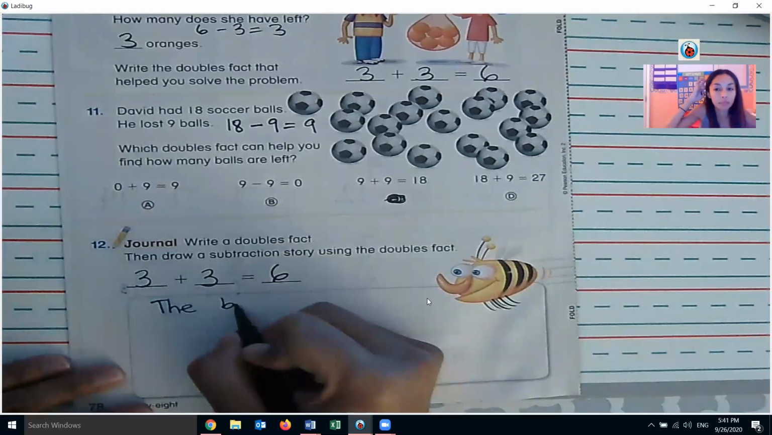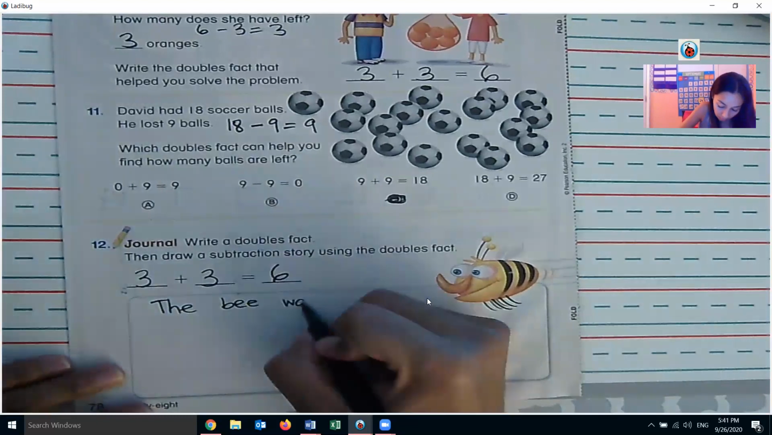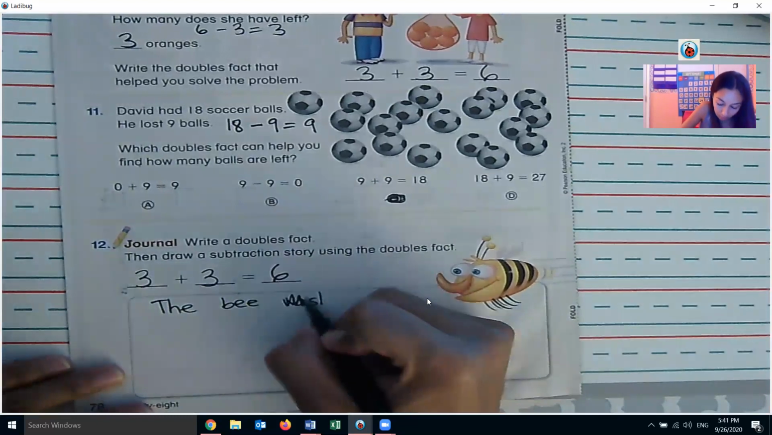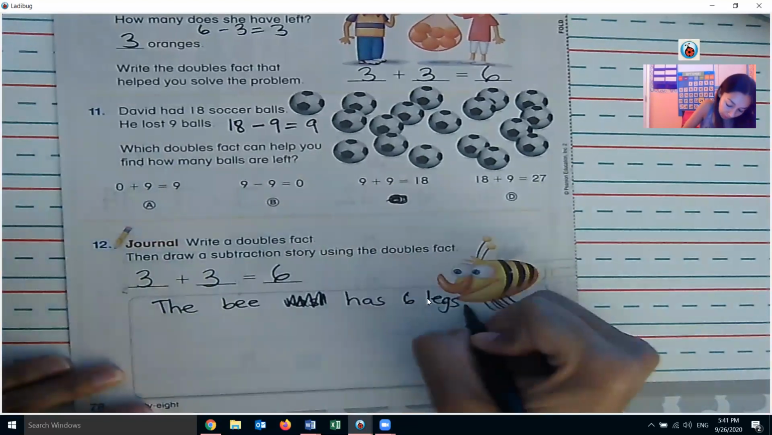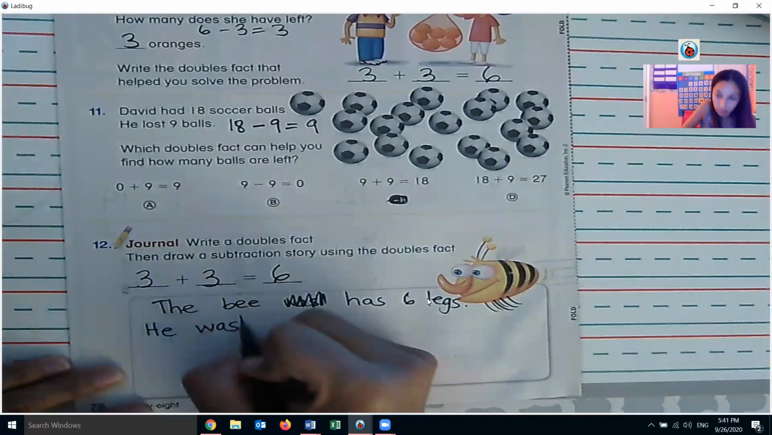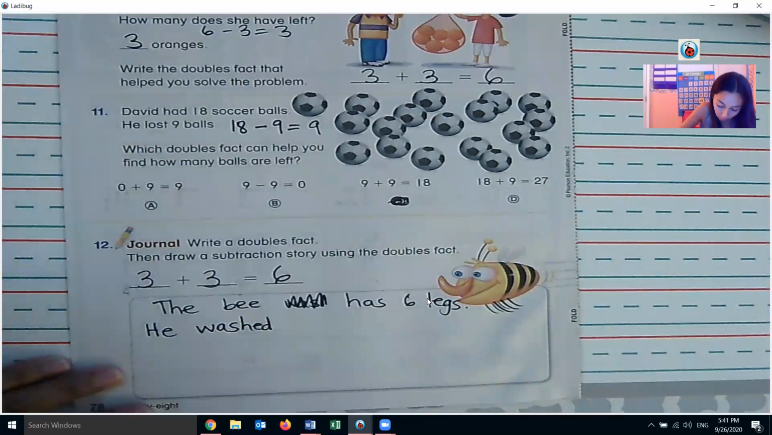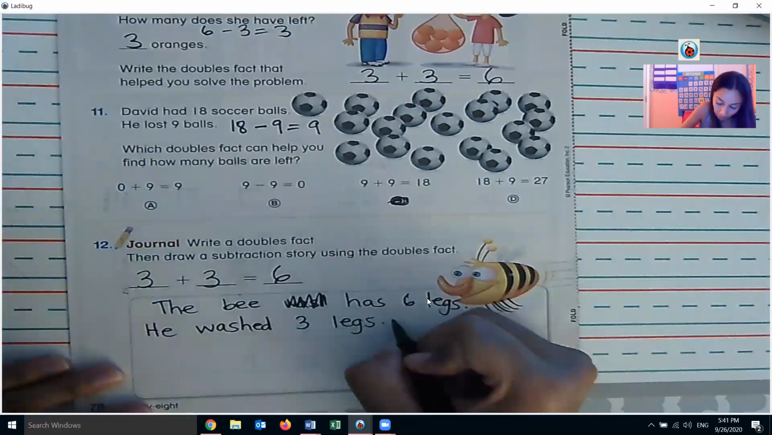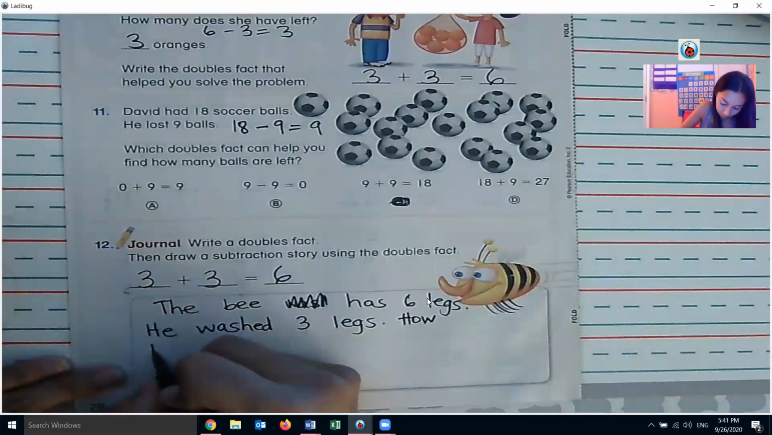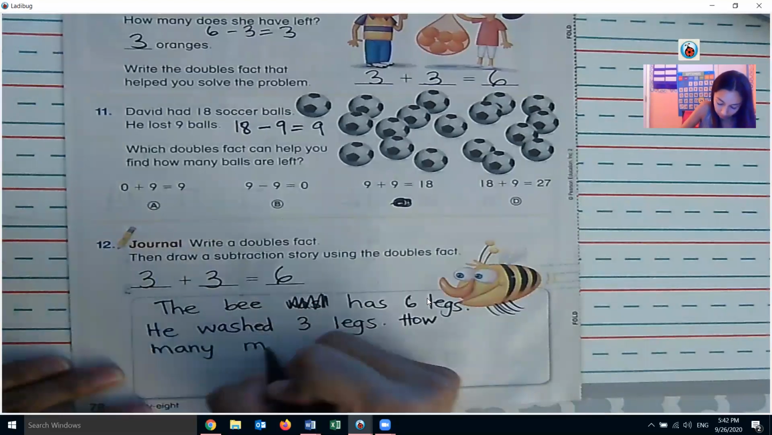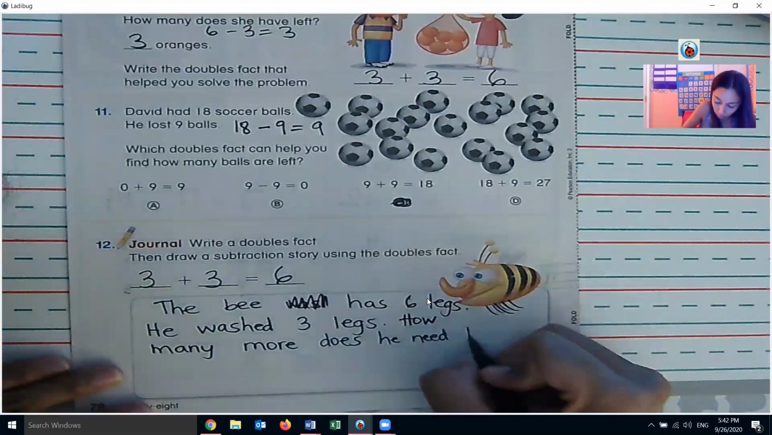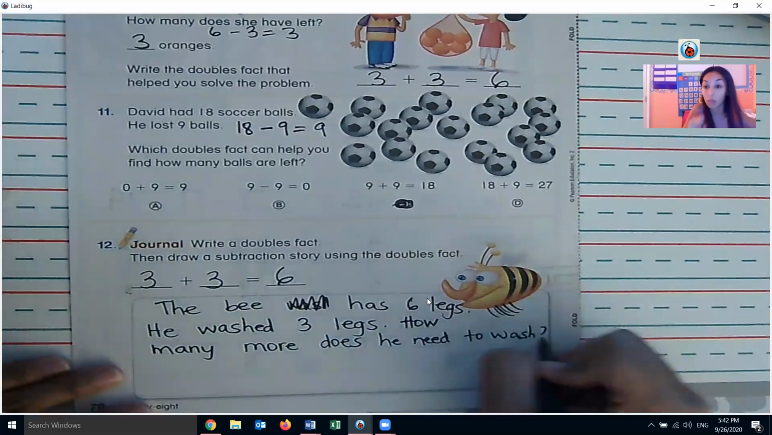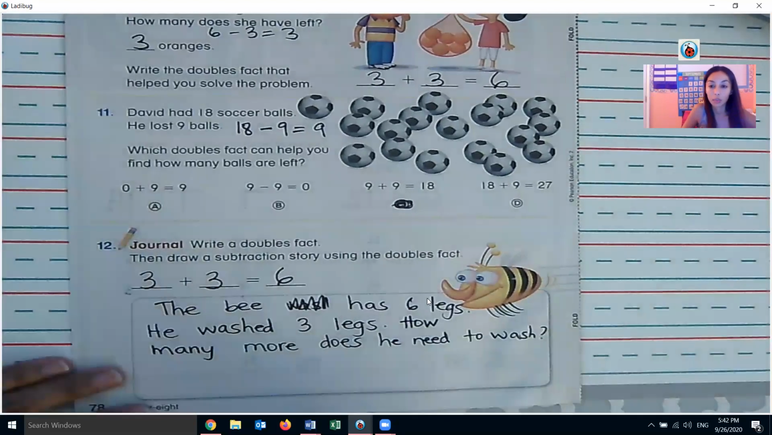Let me start it over. The bee has 6 legs. He washed, taking a little shower. He washed 3 legs. How many more does he need to wash? So he would need to wash the last 3, right? 3 plus 3 is 6. So our answer would be 3 here.